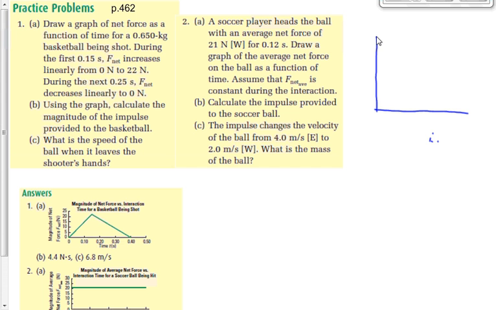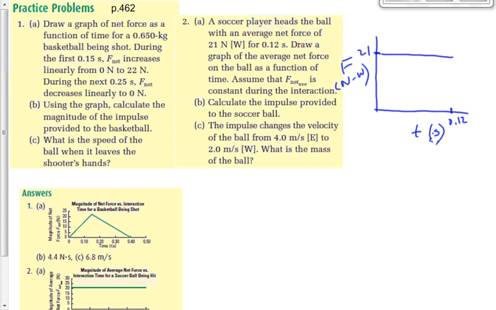Here's my force in newtons to the west. That's not northwest. That's newtons to the west. And then I've got my time here measured in seconds. It's an average net force of 21 newtons. I don't need to draw all the numbers up the side there. 21 newtons there for 0.12 seconds. Okay, that's good. Good enough. There's my graph.